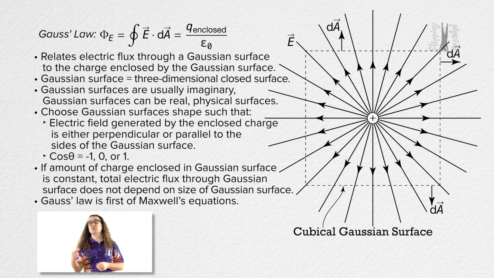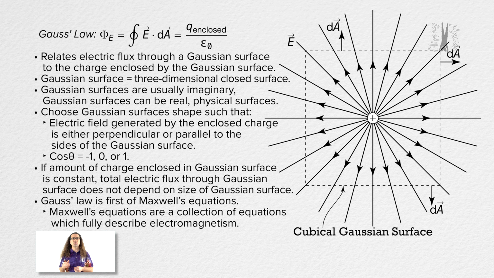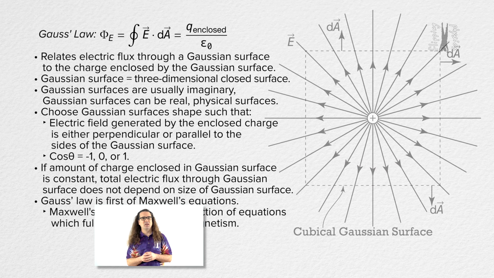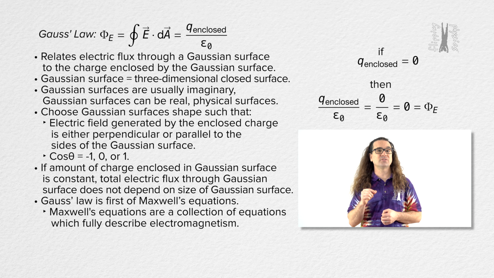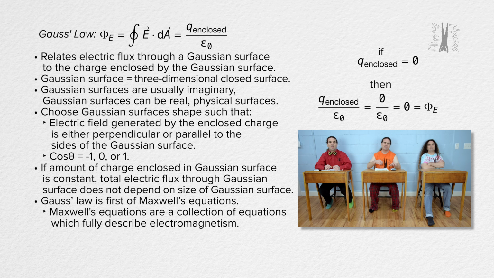And Gauss's law is the first of Maxwell's equations, which are a collection of equations which fully describe electromagnetism. We will get to the rest of Maxwell's equations in due time. I will also point out that if the net charge inside a closed Gaussian surface is 0, then the net electric flux through the Gaussian surface is also 0. Oh, that is why the net electric flux through the right triangular box was 0. That is why you drank your tea.